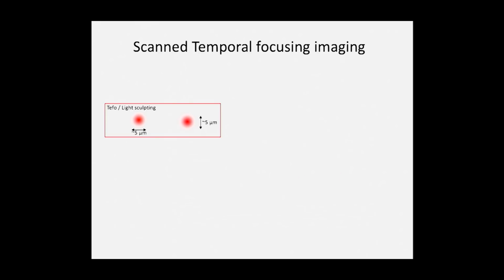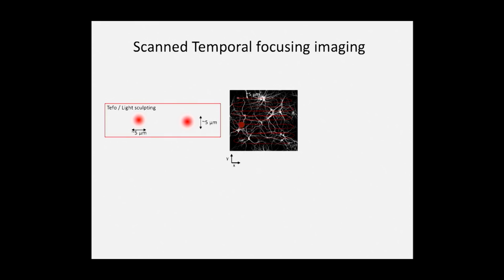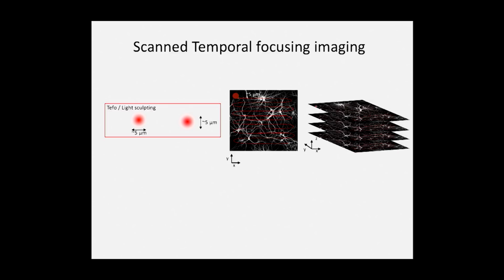So the idea here is now, instead of sculpting our point spread function to be a large sheet, as I was showing you before, in this case we would sculpt it to be an isotropically shaped 5 micron sphere, which is shown here, and then we can scan this by various methods. This is in a conventional way, laterally and axially, to cover the volume.